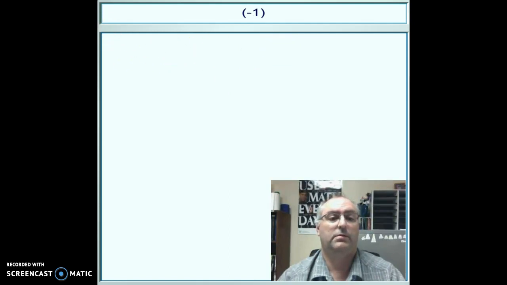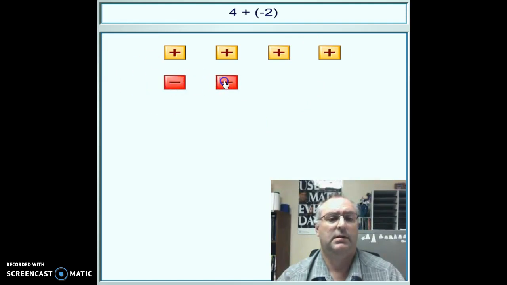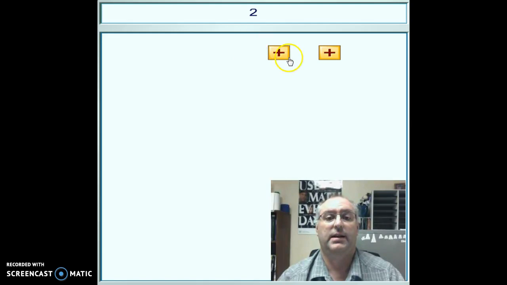Now suppose I was trying to add 4 plus negative 2. So we'll do 1, 2, 3, 4 plus negative 2. Now when I combine these tiles, what you will notice is that when you combine a positive and negative tile, they disappear. And notice that we get a result of positive 4 plus negative 2 is positive 2.